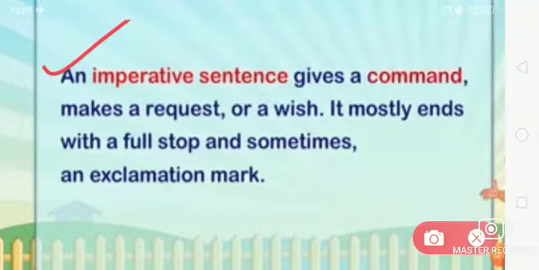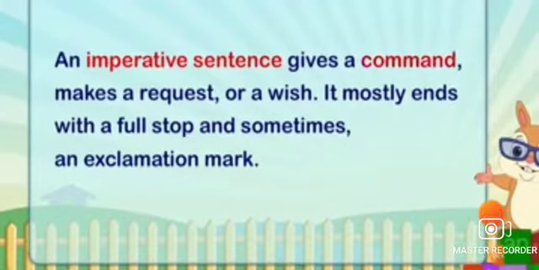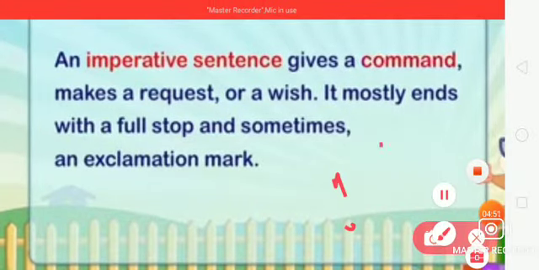Now the second is the imperative sentence. What is an imperative sentence? An imperative sentence gives a command, makes a request or a wish. It mostly ends with a full stop and sometimes an exclamation mark. Students, do you know what an exclamation mark is? As you can see, there is a line and a dot. This symbol is called an exclamation mark.